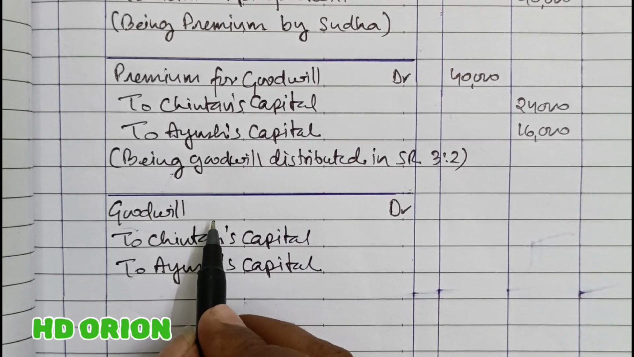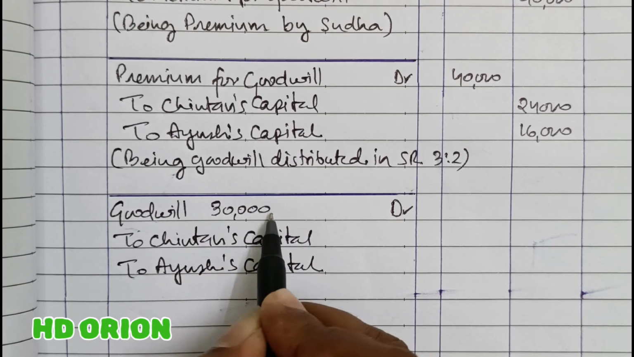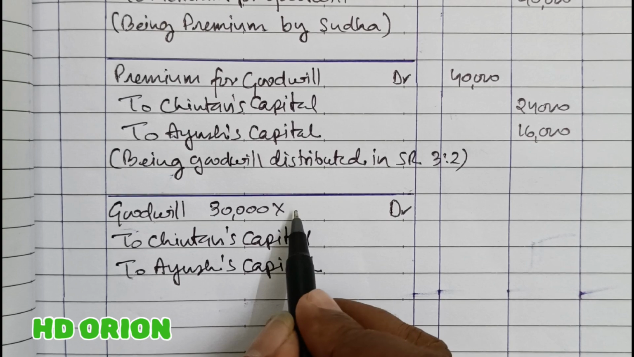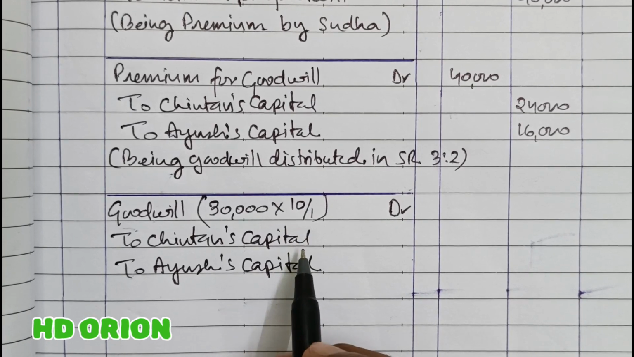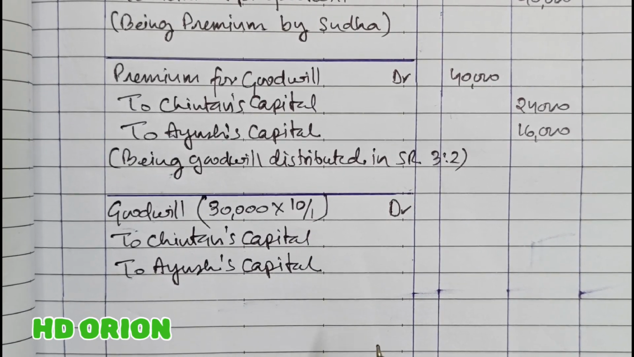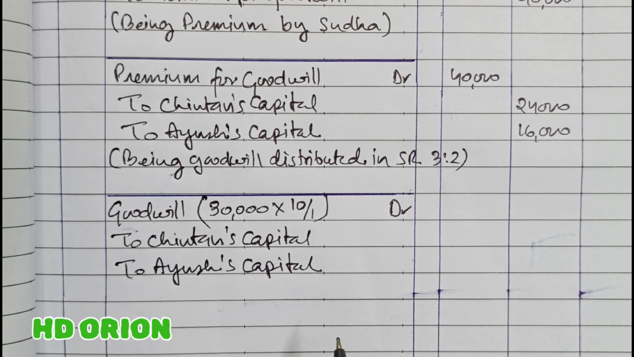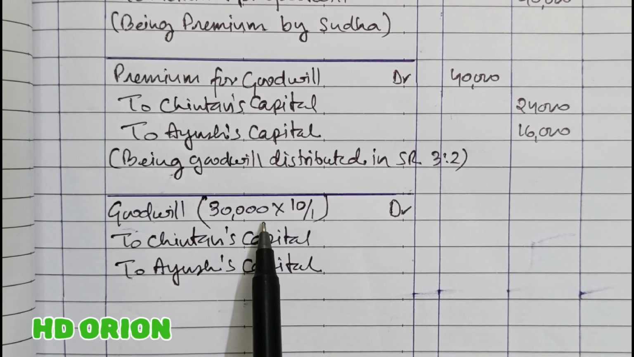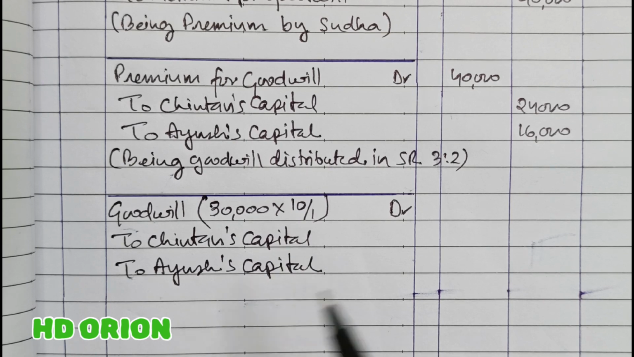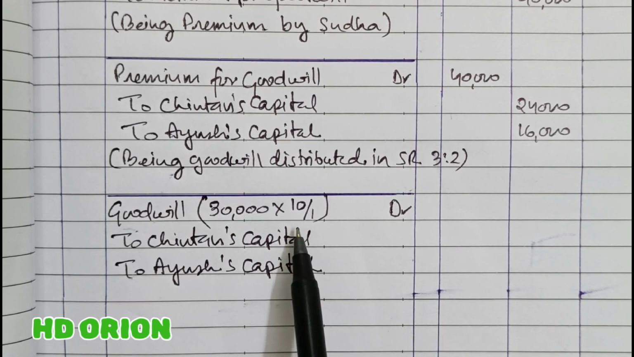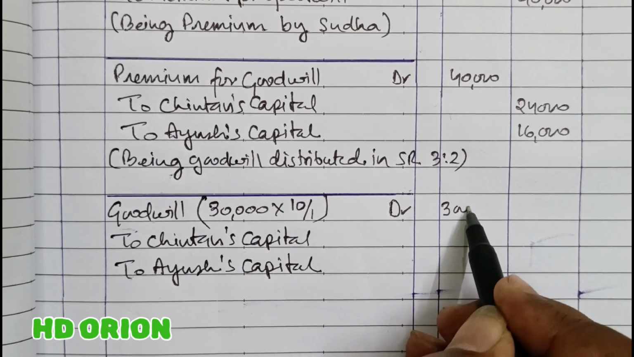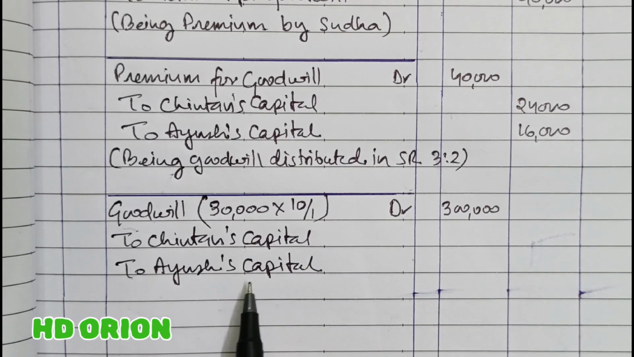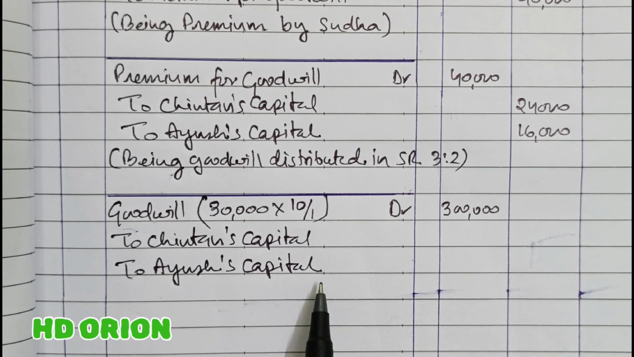So for the goodwill not brought, it is 30,000 rupees, and the reciprocal of Sudha's profit sharing ratio is 10:1, because Sudha is getting 1/10 from the total profit. Therefore, to know the proportionate amount of goodwill which is not brought by the new partner, we will multiply 30,000 rupees, that is the goodwill not brought by Sudha, by the reciprocal of Sudha's portion of profit, that is 1/10. Reciprocal is 10:1, so it is how much? 3 lakh rupees.